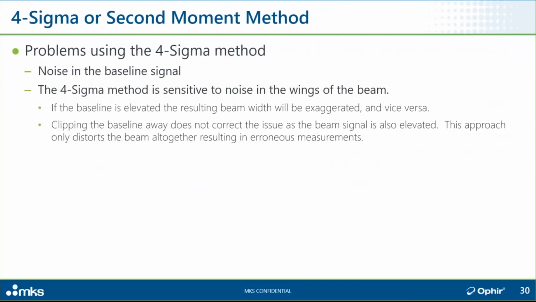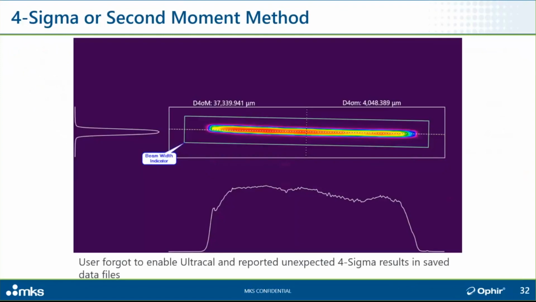It distorts the beam altogether and results in erroneous measurements. So quantifying the noise profile of the entire camera frame and then subtracting that out is the only correct way of dealing with that. I'm going to jump ahead to looking at a 4 sigma method and baseline calibration.